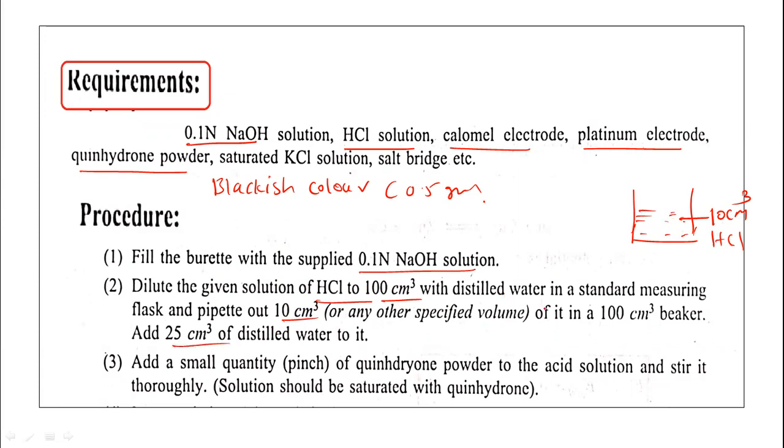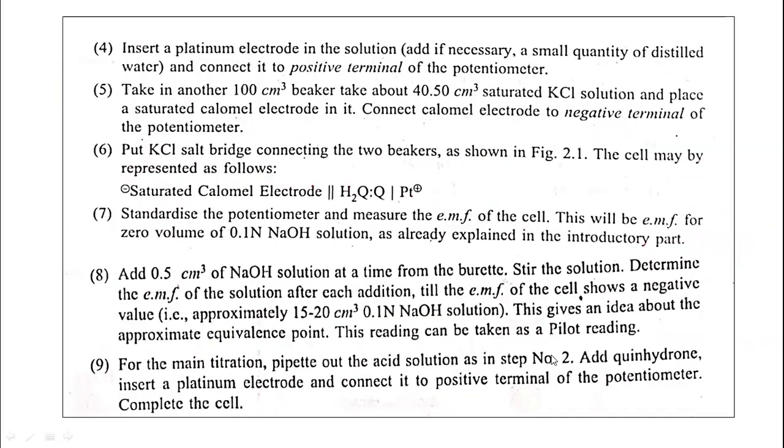Then we have to add a small quantity of quinhydrone powder here, just a pinch, a very small quantity in this acid solution. Then this solution is saturated with quinhydrone, because quinhydrone is not soluble. So a saturated solution of quinhydrone is formed here. Then insert the platinum electrode in that solution.